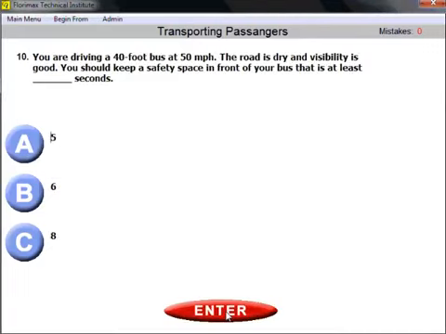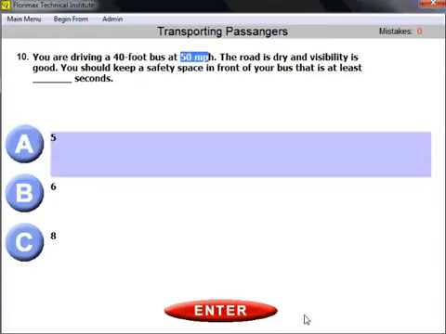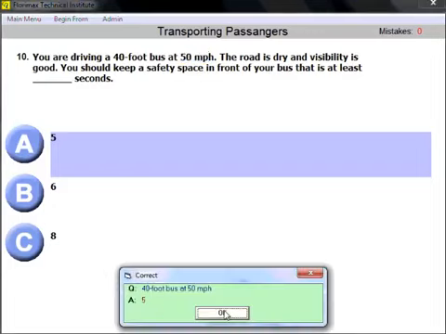Question number 10. You are driving a 40-foot bus at 50 miles per hour. Road is dry, visibility is good. You should keep a safety space in front of your bus that is at least how many seconds? Well, that should be easy. 40-foot bus means 4 seconds, and the speed is 50, so the answer is 5 seconds. 5 seconds. 1 second per each 10 feet of the vehicle length, plus 1 extra second because speed is more than 40 miles per hour. All right.